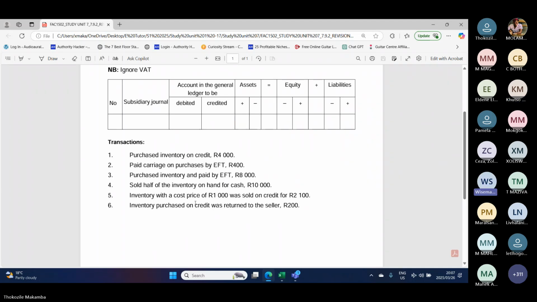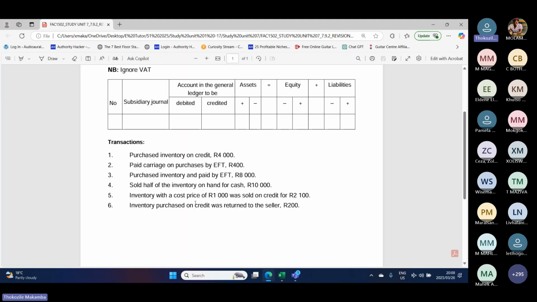Okay. Good evening. My first question is just simple. How many types of journals should we focus on? Are we focusing on these that you highlighted here in your presentation? Because there's purchase journal, sales, cash receipt journal, cash payment journal, purchase return journal, and sales return journal. Should we focus on those 6?